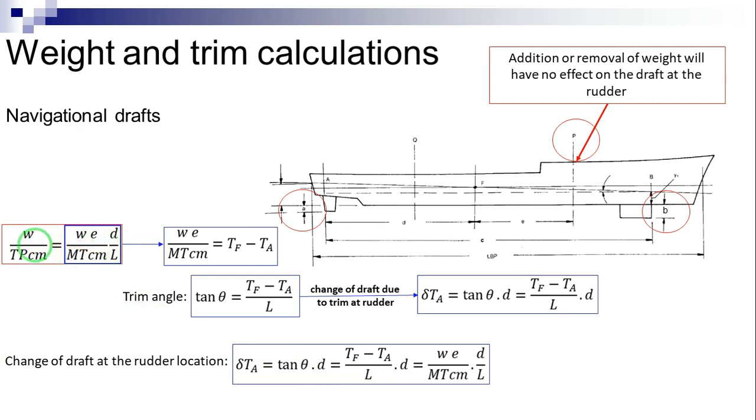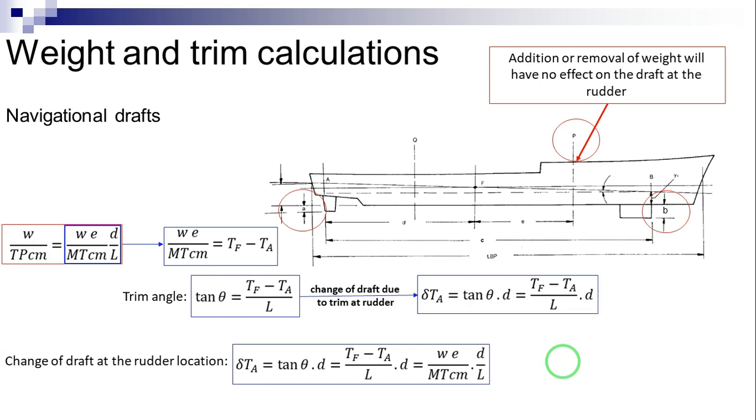If the moment to trim 1 centimeter is based on the length between draft marks rather than the length between perpendiculars, the length between draft marks would be substituted for L in the equations. Having determined the optimum trim and the location at which weight changes have no effect on navigational draft, we can reduce the navigational draft by removing weight aft of plane P, adding weight forward of plane P, or both, until the optimum trim is attained.